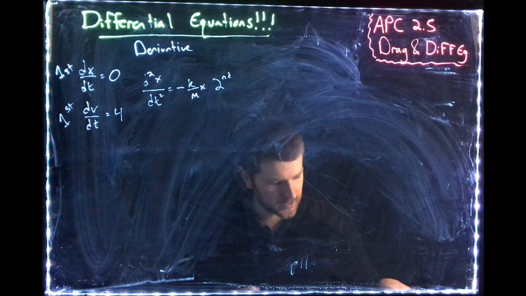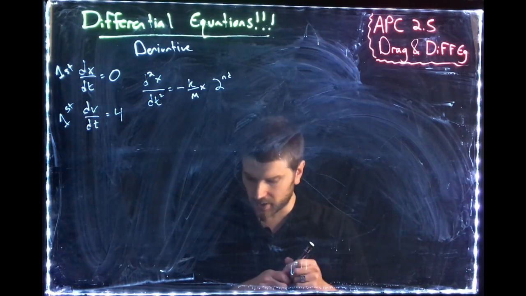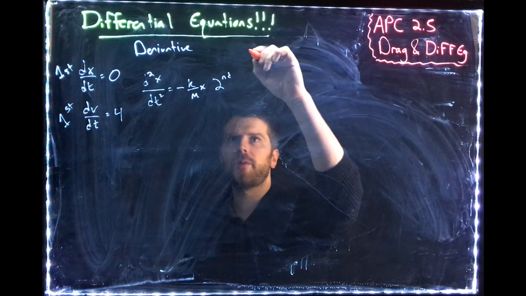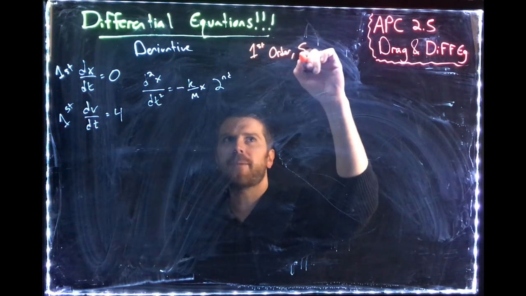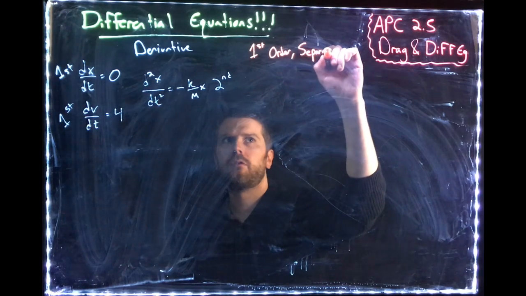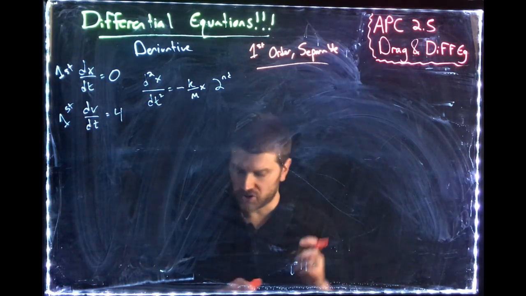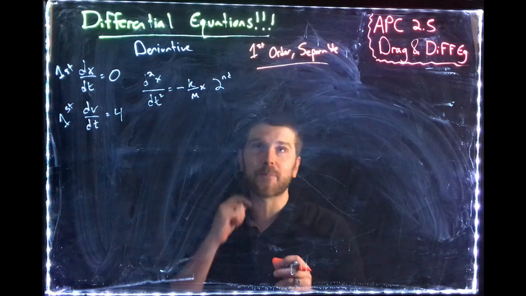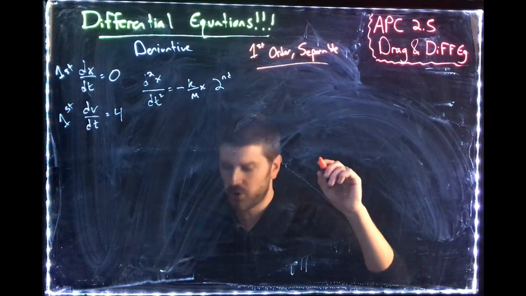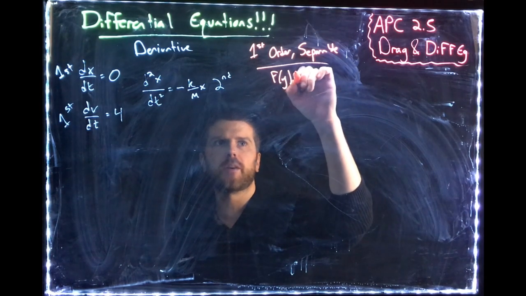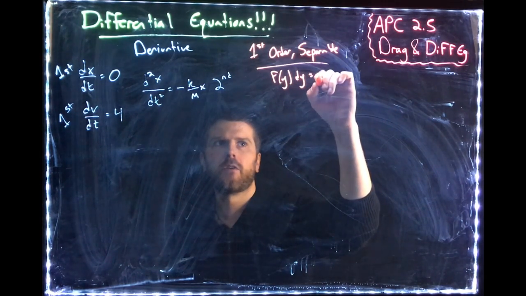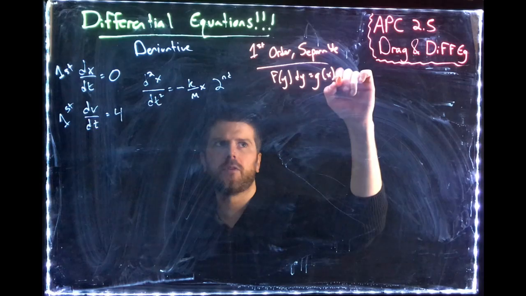And we are going to be talking today only about one specific kind, which is a first order separable differential equation. What does it mean to be separable? Well, it means you can separate it into two parts. You can get all of one variable on one side, and all of the x variable on the other side.